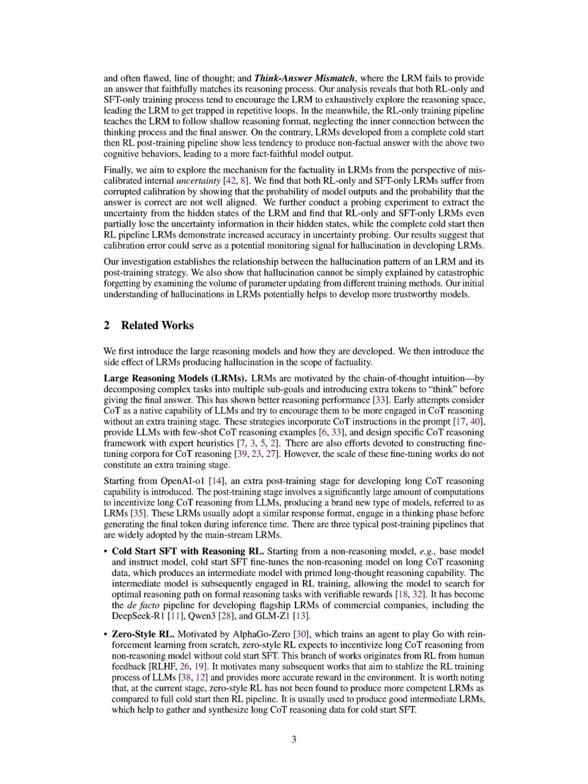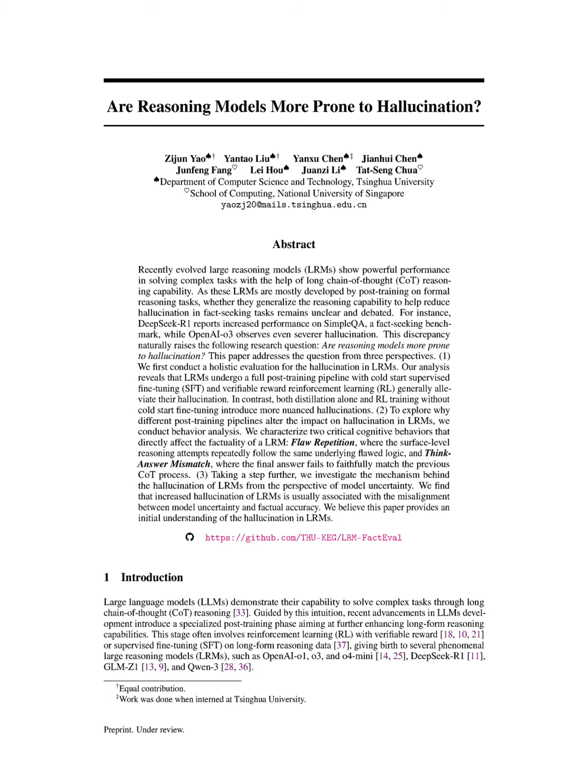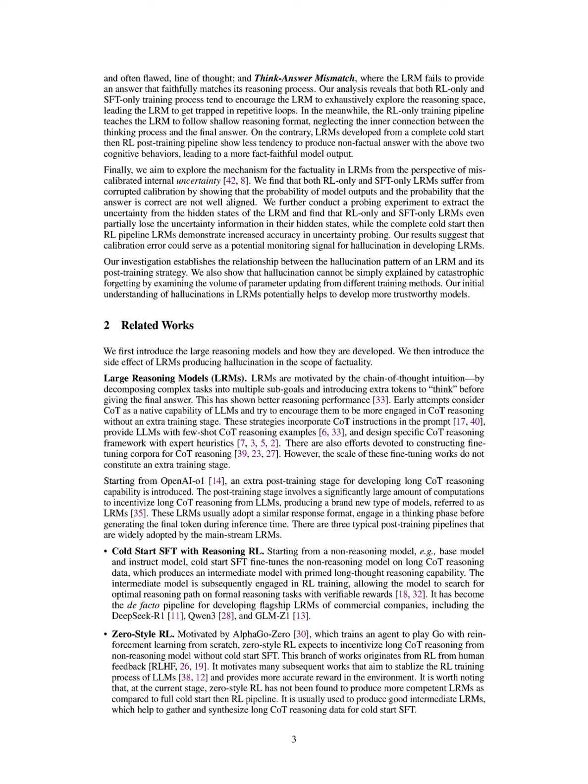The proposed method for developing large reasoning models, LRMs, involves a two-stage post-training process, supervised fine-tuning, SFT, and reinforcement learning, RL. 1. Supervised fine-tuning, SFT. Initially, a non-reasoning model undergoes cold start SFT, where it is fine-tuned on a large dataset of long chain-of-thought, COT, reasoning examples. This stage primes the model to develop long-thought reasoning capabilities by exposing it to structured reasoning tasks, allowing it to learn how to decompose complex tasks into manageable sub-goals.